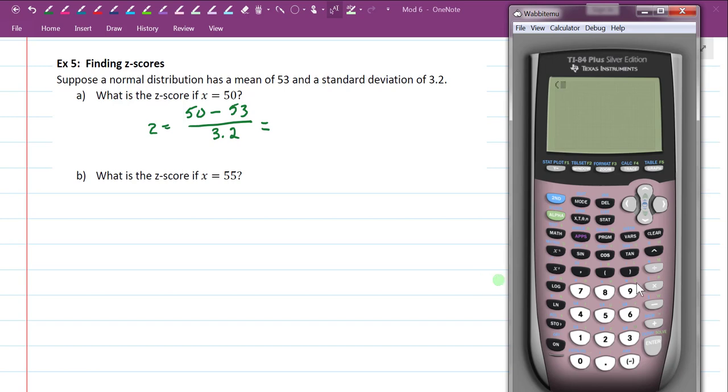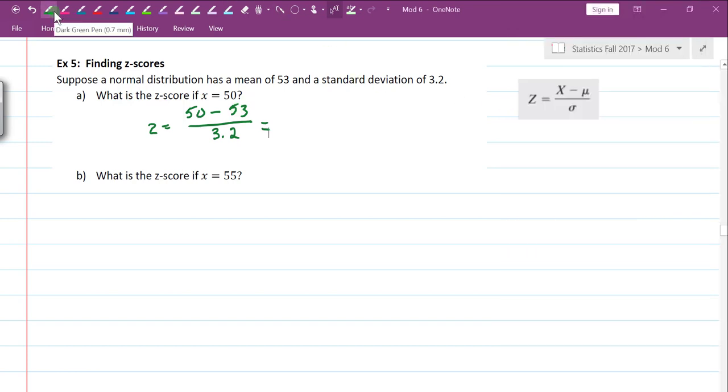Okay, so it's important that you put the numerator in parentheses, okay? Because we want 50 subtract 53, parentheses. Now my numerator is within parentheses. We're going to divide through by 3.2. And we get the answer is negative 0.9375. And that makes sense. It's a negative number, and 50 is less than 53. If we standardize 53, that's going to end up being 0 on our standardized scale. So since 50 is below 53, we would expect a negative number. So it's negative 0.9375. That's our z-score.